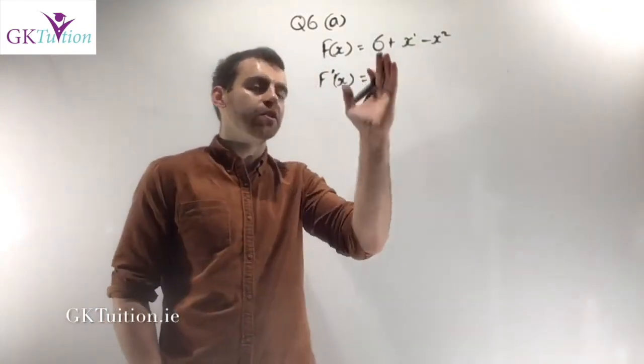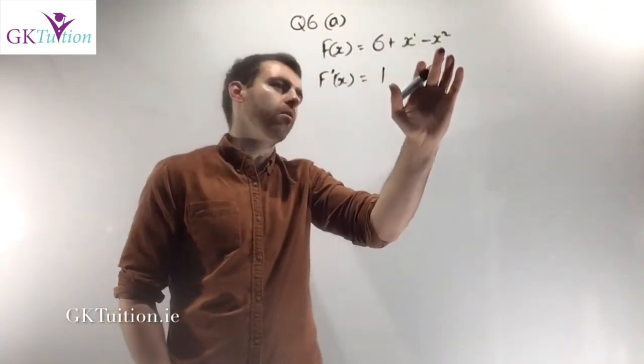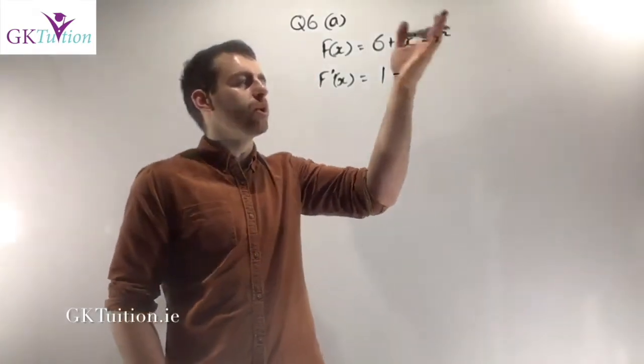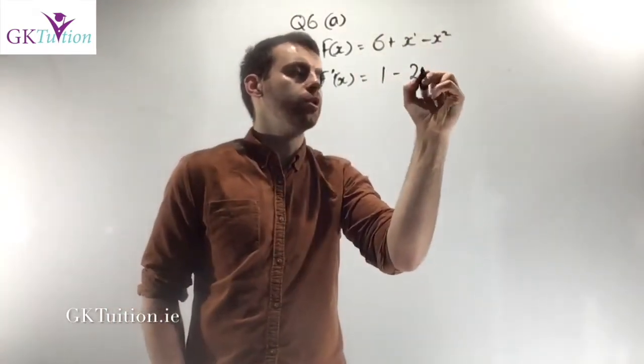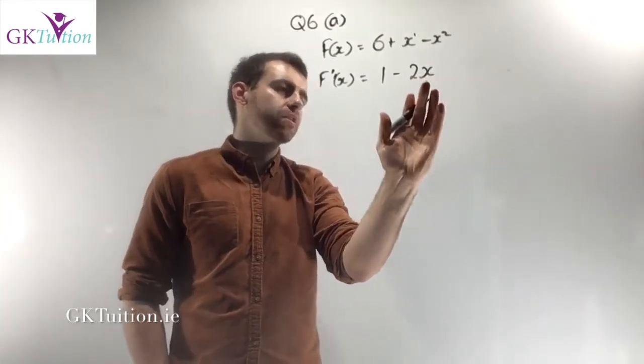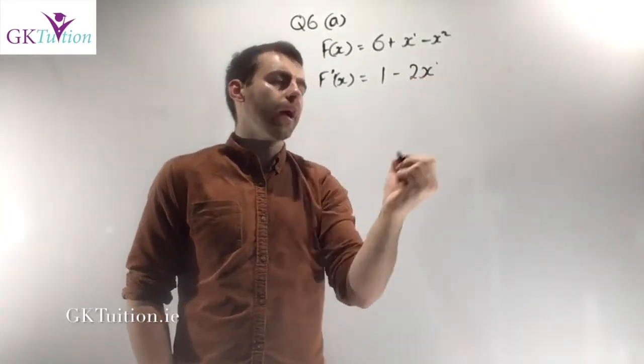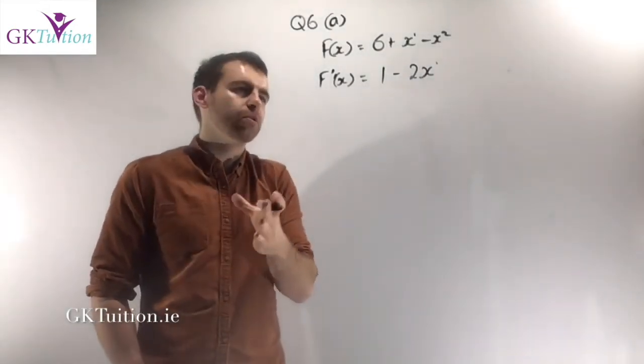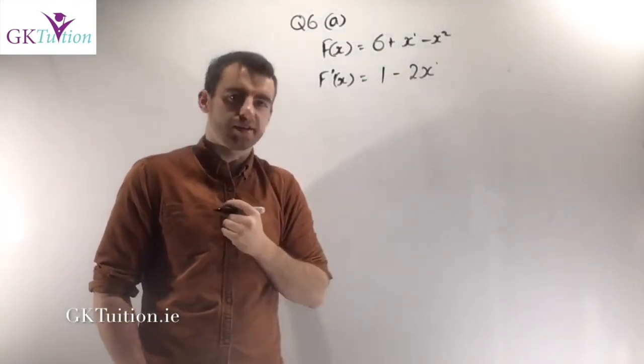The derivative of x is just 1. The derivative of minus x squared: you have a minus, and then you bring your power in front, so it becomes 2x, and you decrease the power of x by 1, so it's 2x to the power of 1. So your derivative there, your final answer for the first part of this question, is just 1 minus 2x.